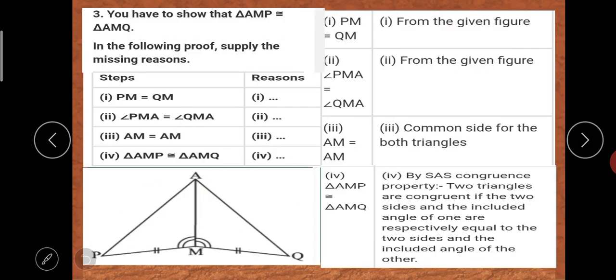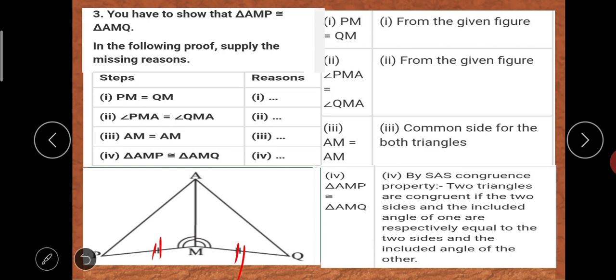Next, third question, see. You have to show that triangle AMP is congruent to AMQ. So here, in the following proof, supply the missing reason. Now, AMP is equal to QM. So here just see the triangle. In that, what is given first? MP means this side. MP is equal to what? QM. So what is the reason given here? That MP is equal to QP. We have to say that they are equal sides from the given figure.